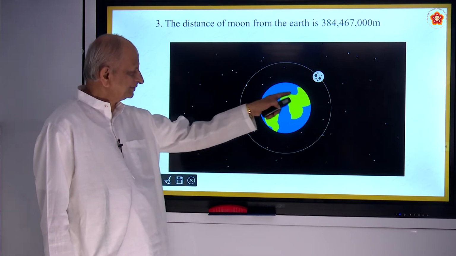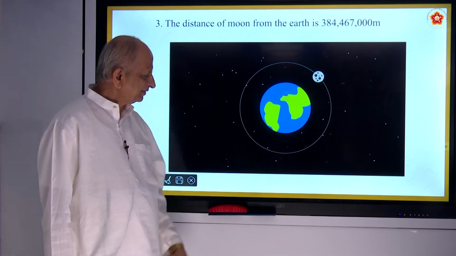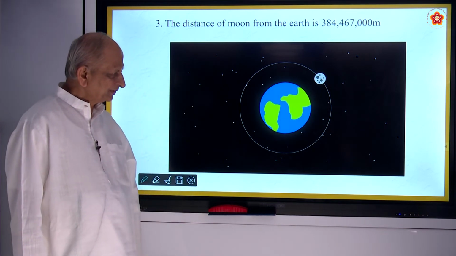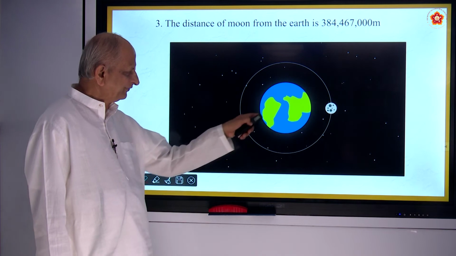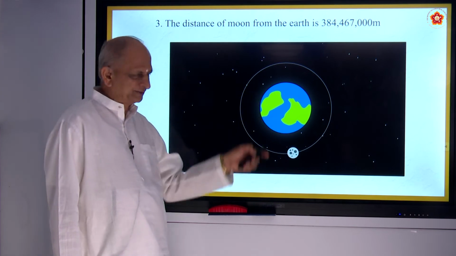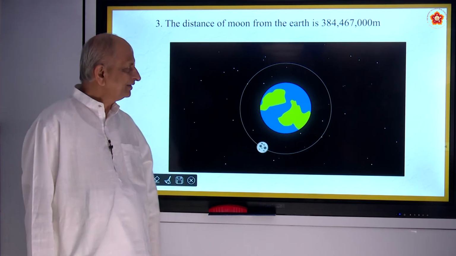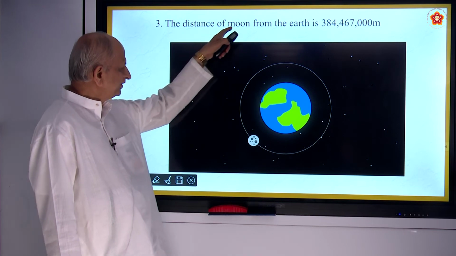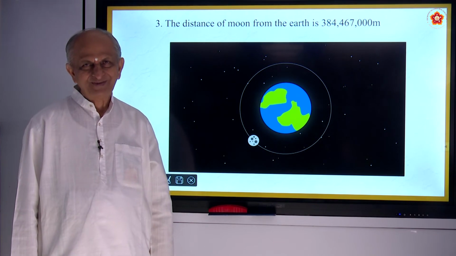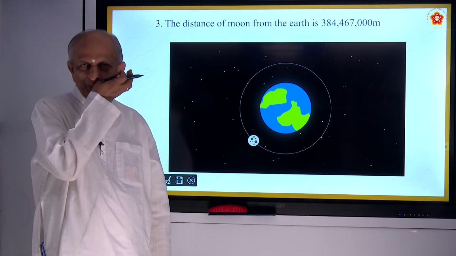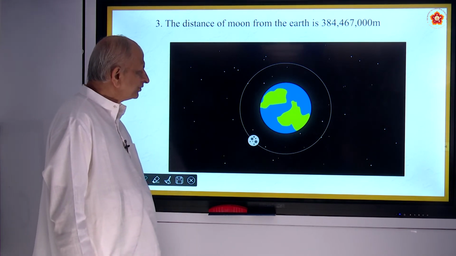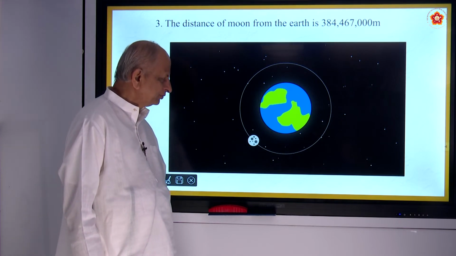Here, what is this color? This is the earth. What is this moving? The moon. What are the dots here? They are all stars. So we know that the moon is a satellite of the earth. What does it do? The moon goes around the earth, is it not? So now our point is about the distance of the moon. Who was the first man to land on the moon? Anybody knows? Yes? Neil Armstrong from USA, correct? So he is the first man to land on the moon.